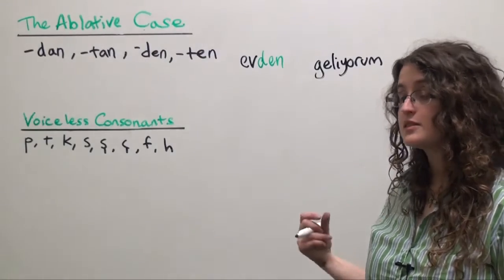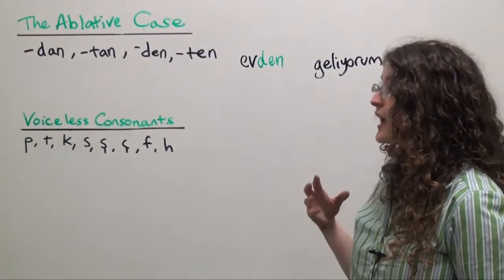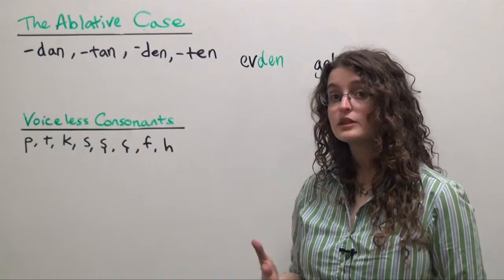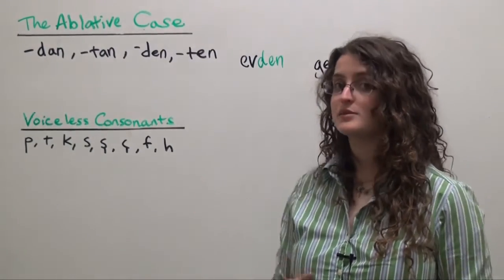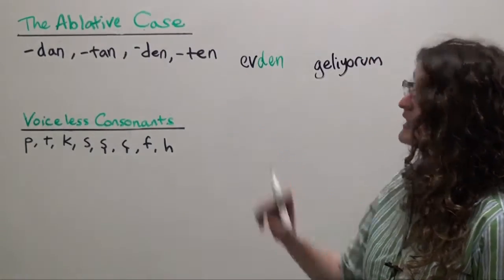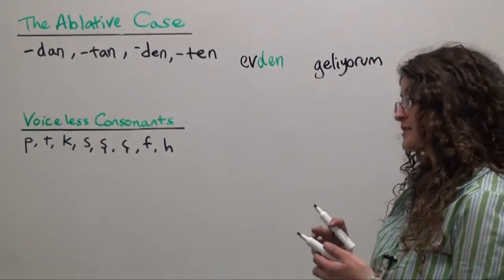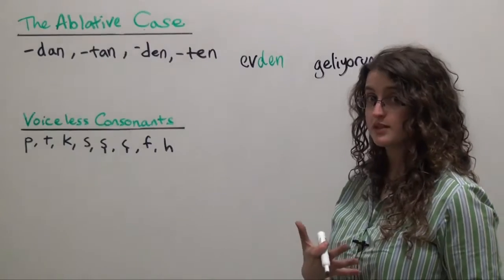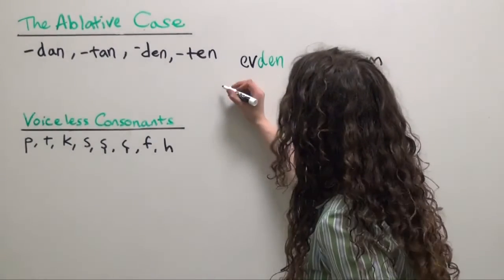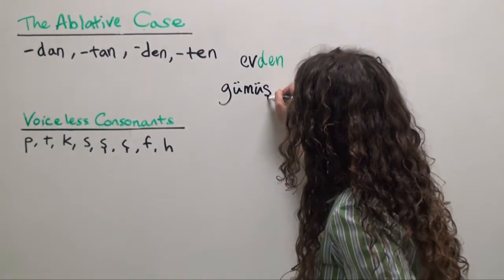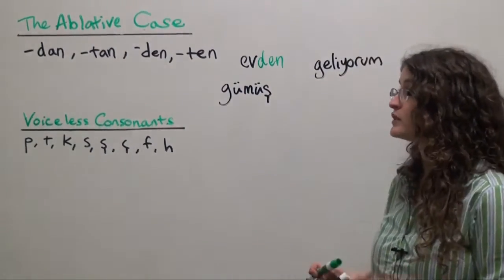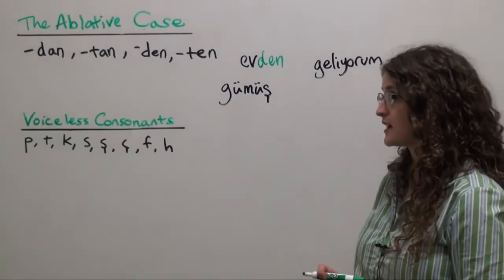If you want to say in Turkish a silver bracelet, literally a bracelet from silver, a bracelet made from silver, we can again use the ablative case ending. So we would start with the Turkish word for silver, gümüş, and choose the appropriate version of the ablative case ending.